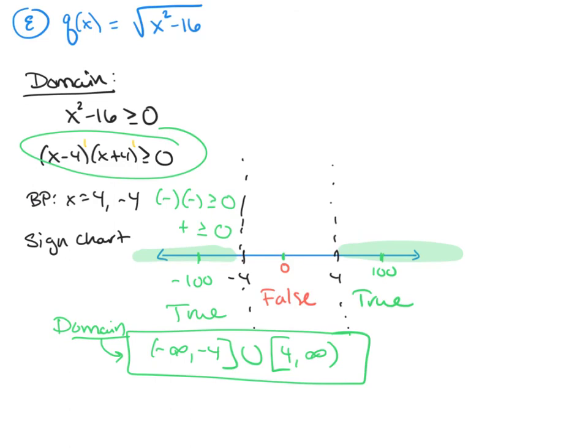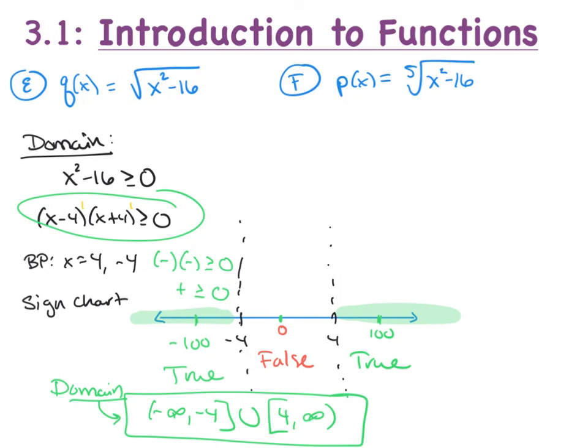Okay, let's try one last example. For this last example, I'm going to fit this right up here. I want to compare it to the previous example, so I would like to keep it on the same page. So I'll call this function p of x, which is equal to the 5th root of x squared minus 16. Now the 5th root is different than the square root because it's an odd root. It is perfectly okay to have negative numbers in a 5th root, in an odd root.